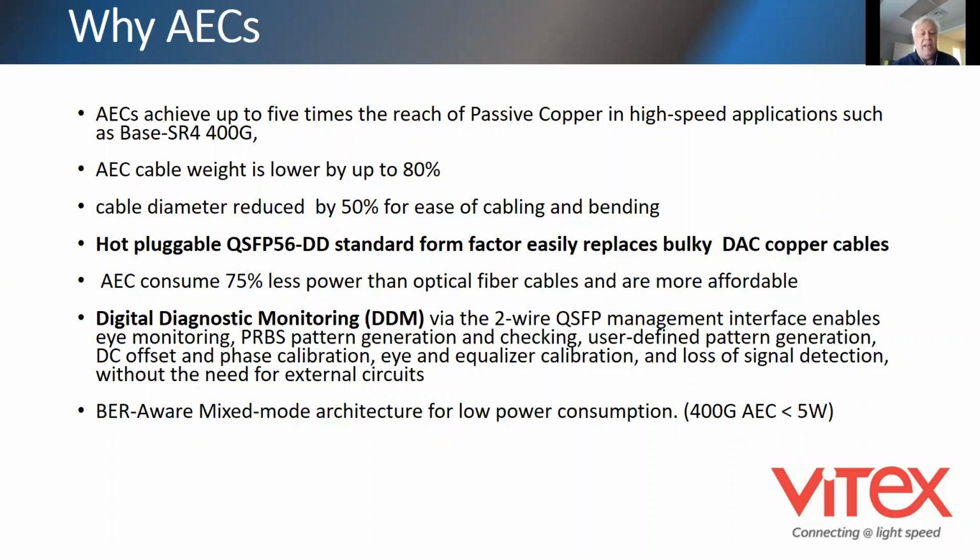So as you can tell from the slide here, we have up to 5 times the reach of passive copper, which also basically is better bending radius through lower diameter copper, lower weight, and lower power consumption than AOCs. It also has DDM, digital diagnostic monitoring, which includes looking at DC offset and phase calibration for BER monitoring. And I will talk about how we do that throughout the presentation.